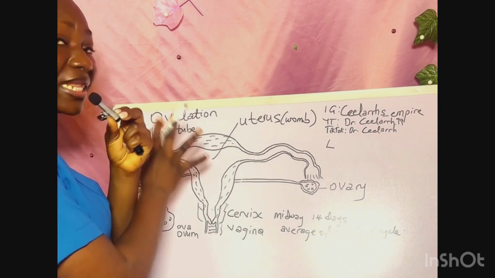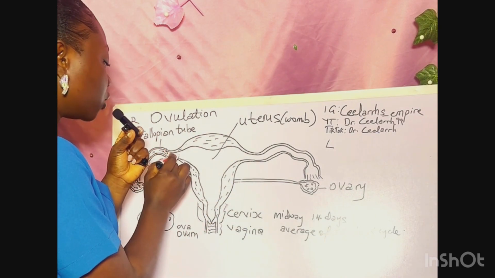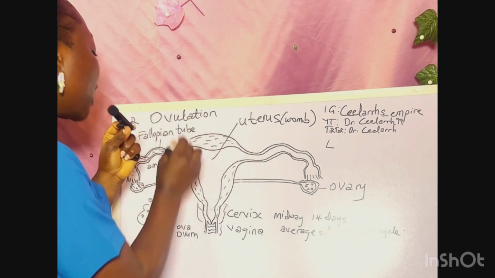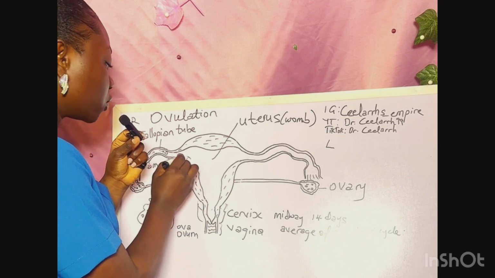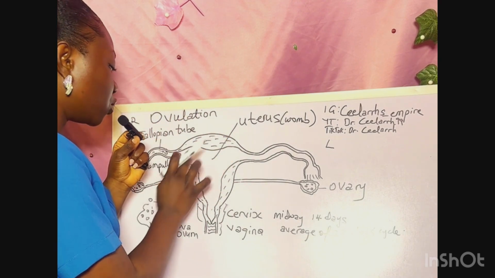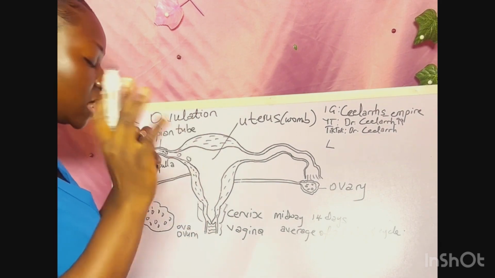And it journeys for about 3 to 4 days in the fallopian tube to get to the uterus. Okay, that is the womb. When this egg now gets to the womb, it can also float for about 2 days, and then it begins to bury itself in the wall of the uterus. Now, this is what I'm trying to explain.